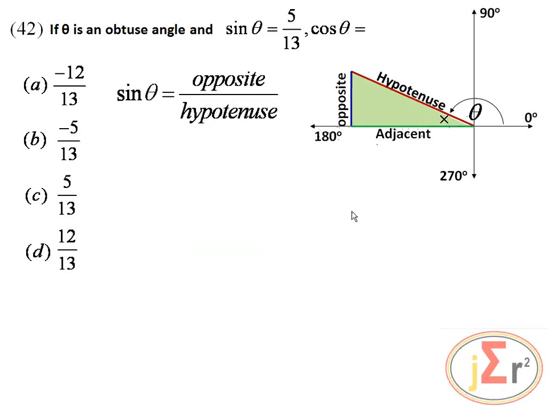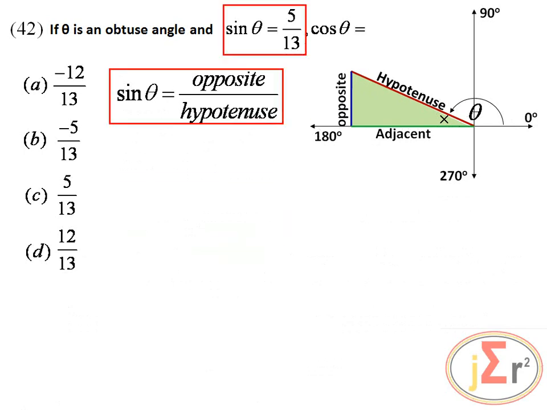So sine theta is opposite over hypotenuse. Right. Opposite over hypotenuse, 5 over 13. That means the opposite is 5 and the hypotenuse is 13.